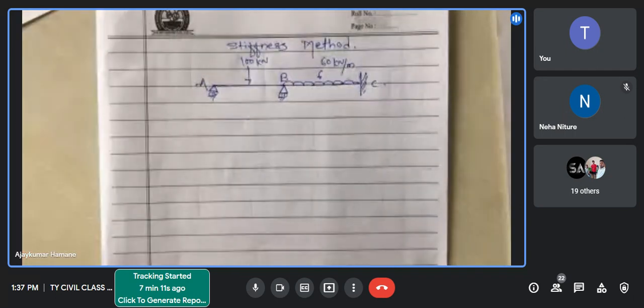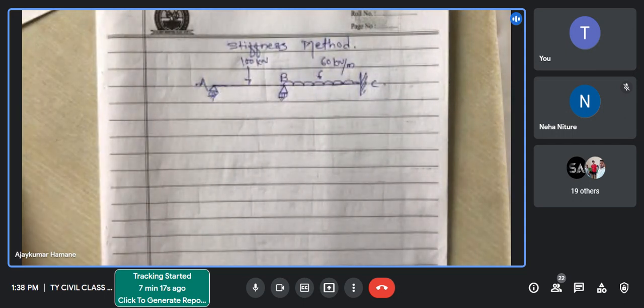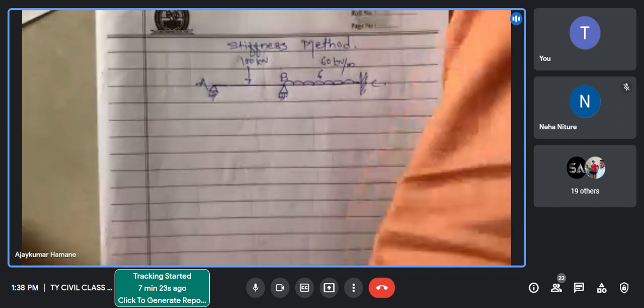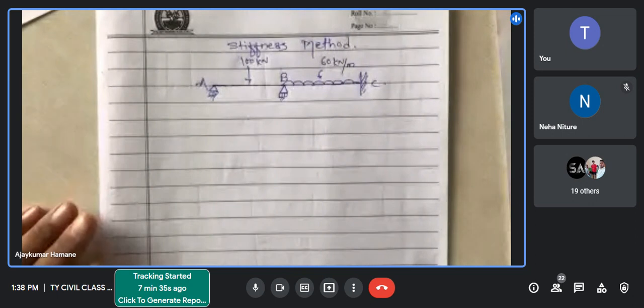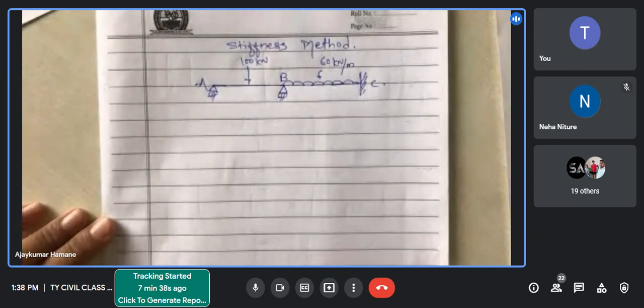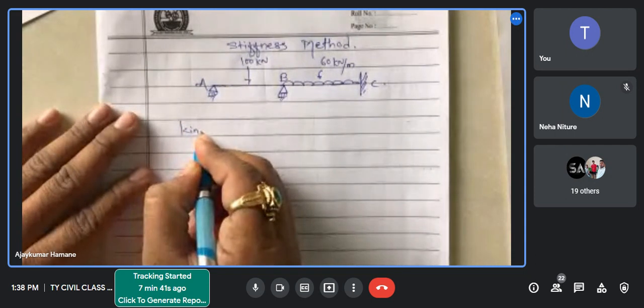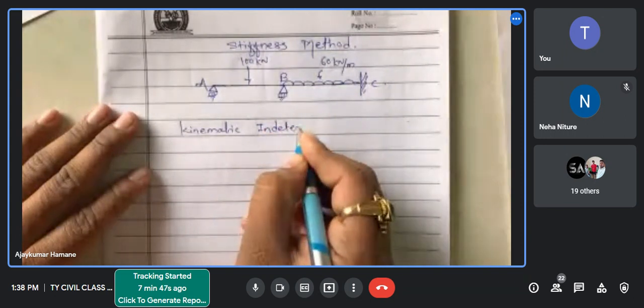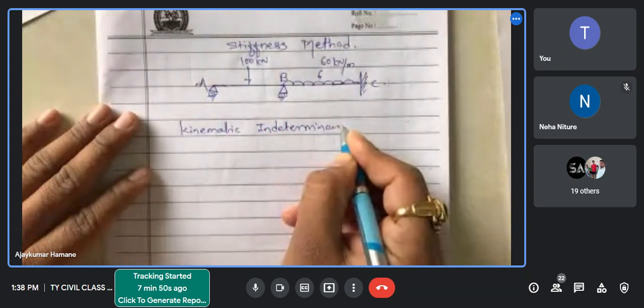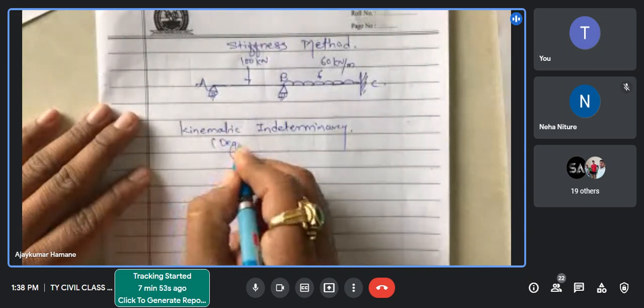Now listen carefully. It is very important. I will not repeat again. In the stiffness method, it is just opposite of the flexibility method. If you see the steps involved to solve the stiffness method, it is also called the equilibrium method. Here, what do we have to find out? First step, you have to find the kinematic indeterminacy. That is the degree of freedom.